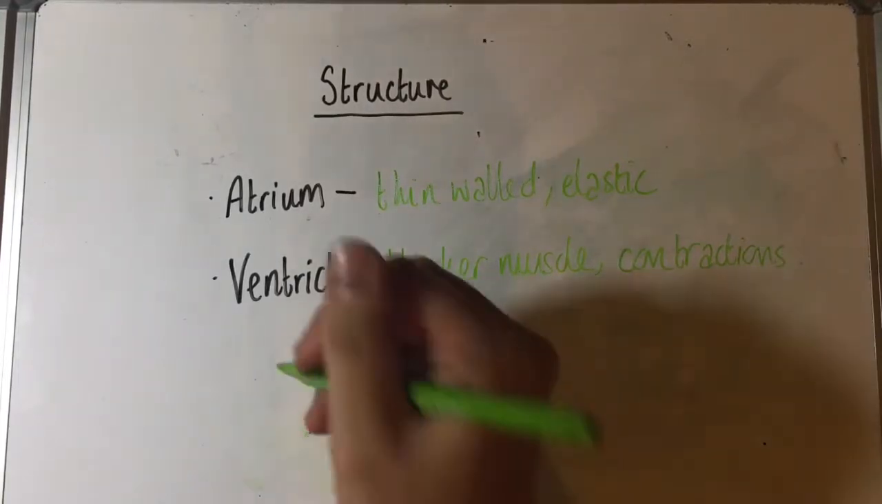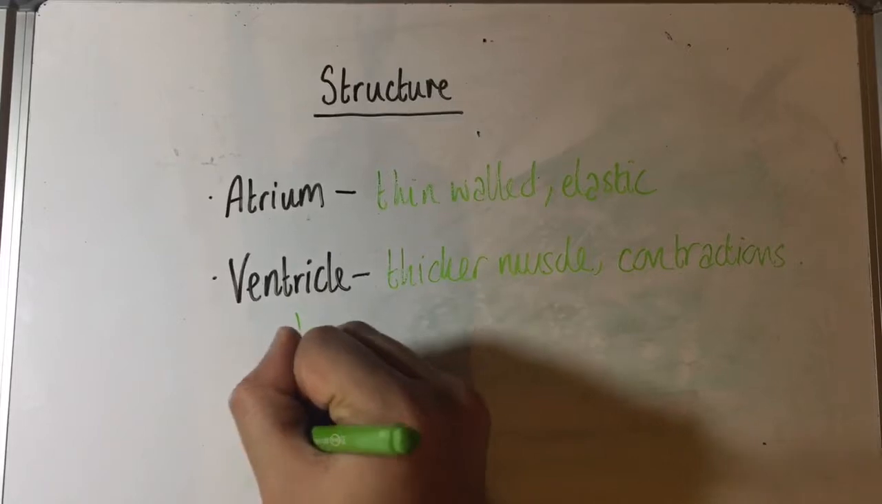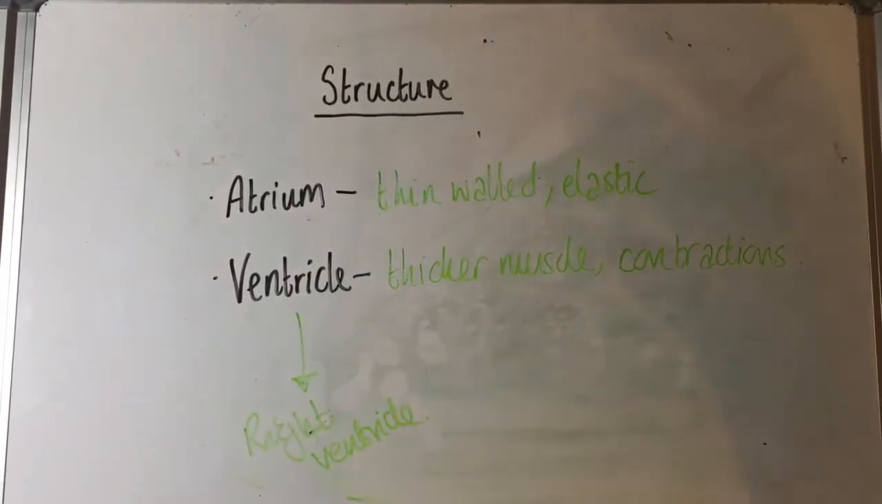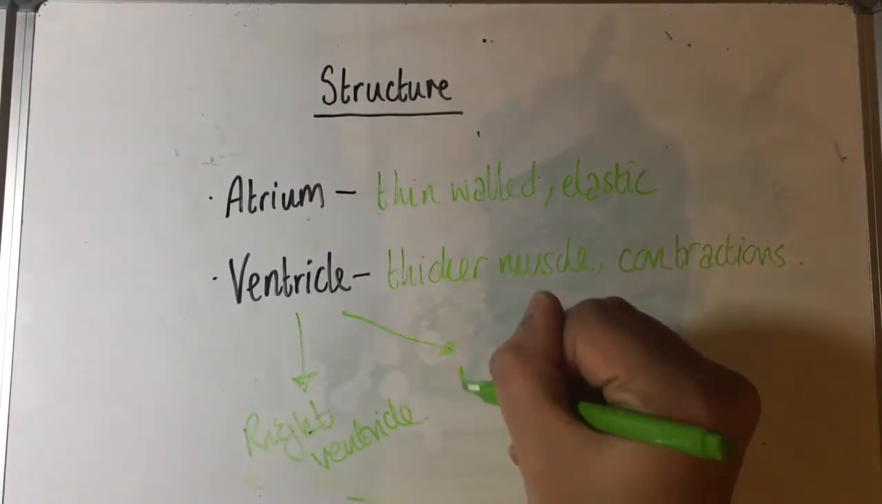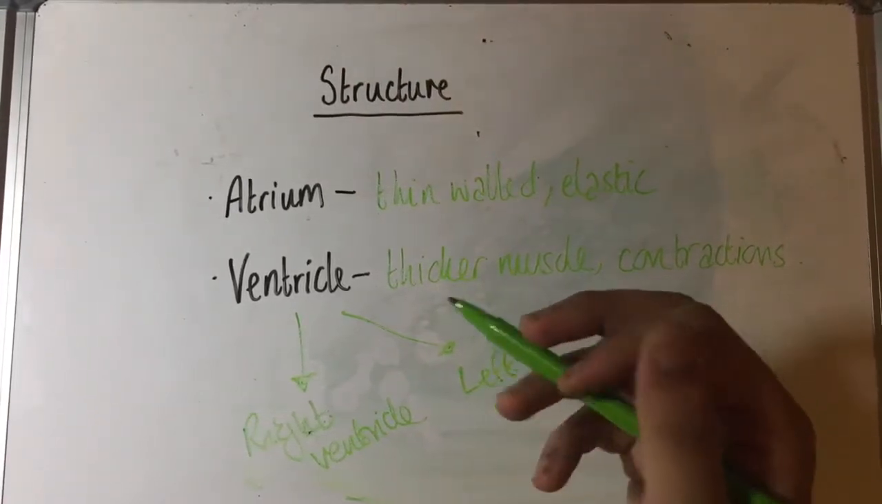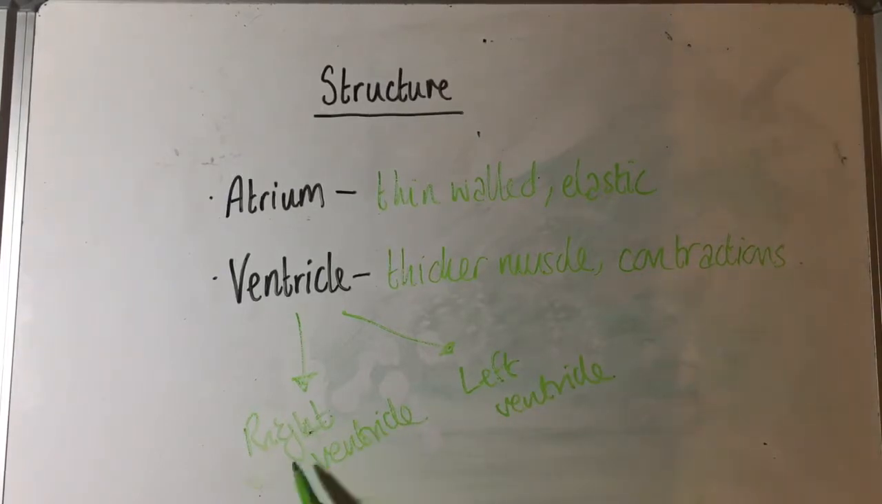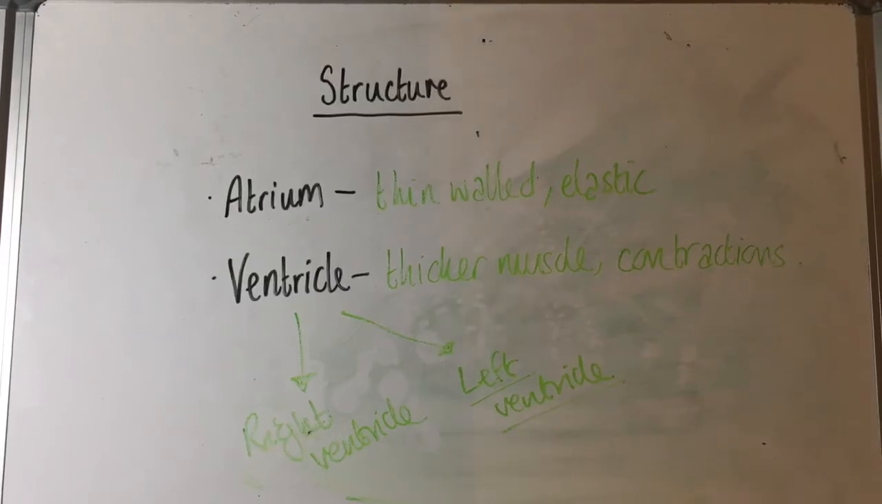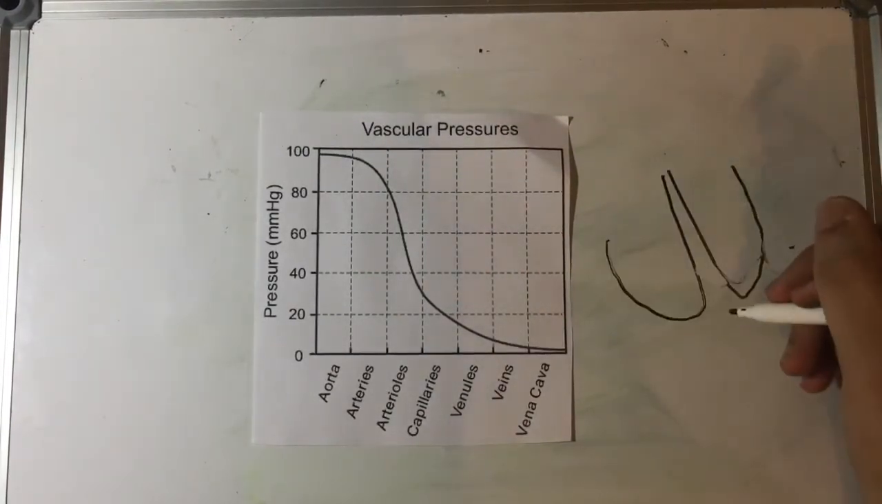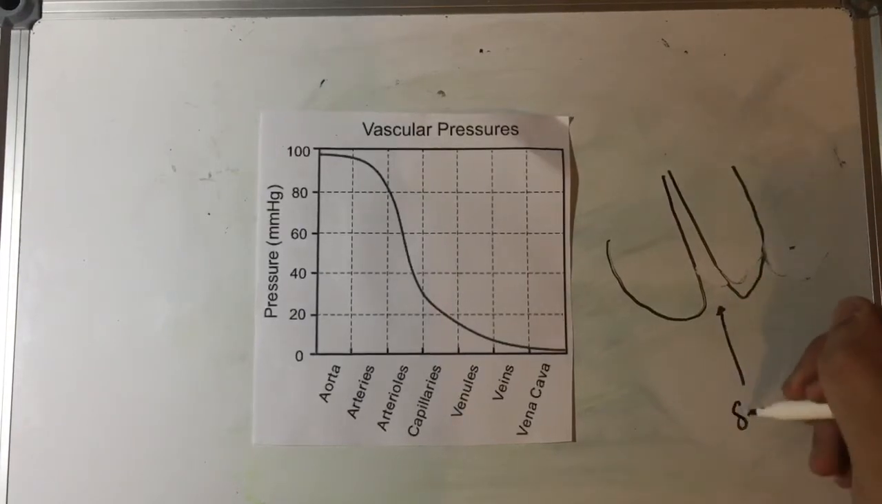So what you will find is that the right ventricle will have a much thinner wall in comparison to the left ventricle. And this is simply because the distance that the blood needs to be pumped in the right ventricle is much smaller than the distance that the blood needs to travel in the left ventricle. So when we consider the structure of the heart, there is a thick wall called the septum.